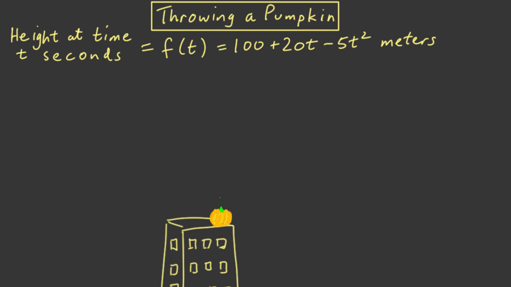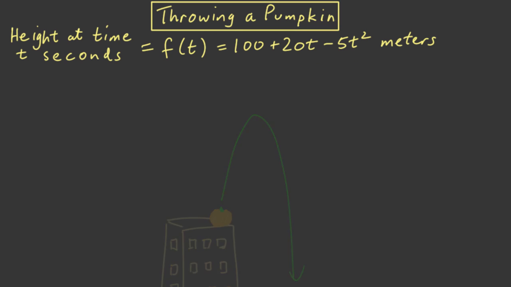polynomial because we know that objects fall in parabolic arcs, and the 100, that's the height of the building. So that's where the pumpkin starts at time 0. The 20 is referring to an initial velocity with which we throw the pumpkin. And this minus 5t squared, that's the effect of gravity.